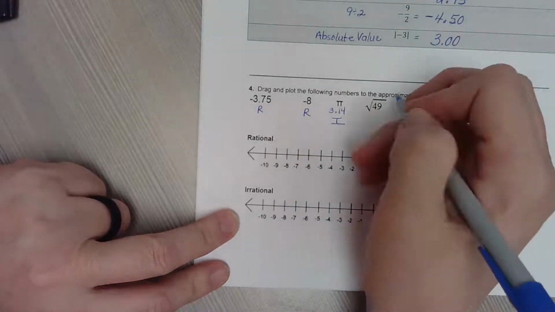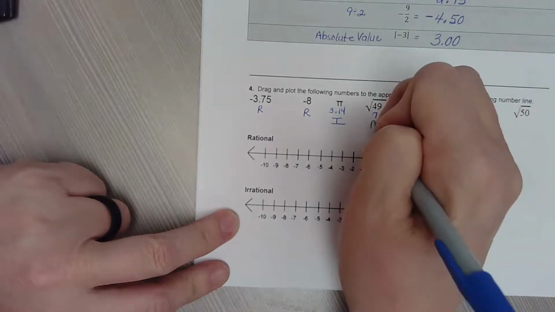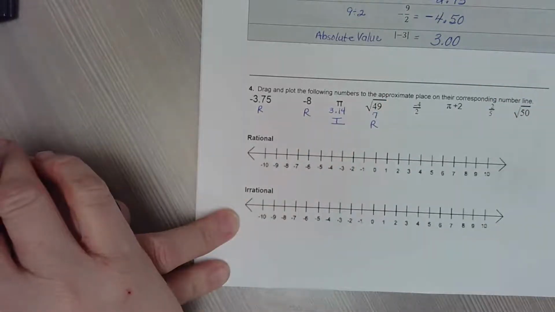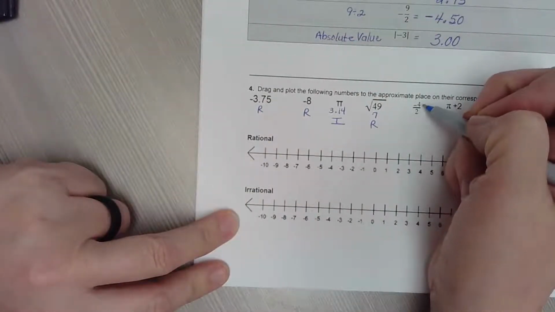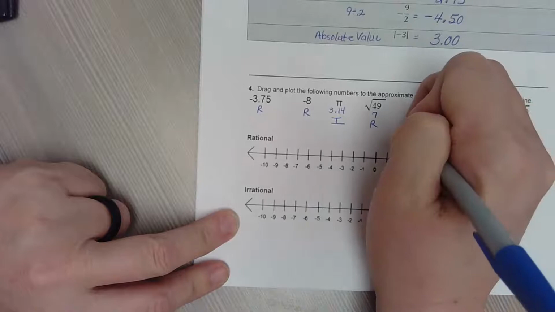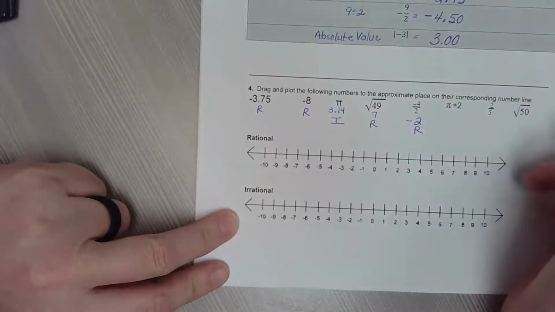The square root of 49 equals 7. And since it's a perfect square, that would go on the rational line. Negative 4 over 2 means negative 4 divided by 2, which is negative 2. That would go on the rational line.